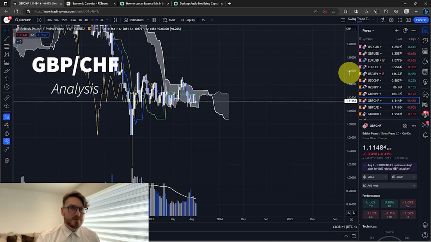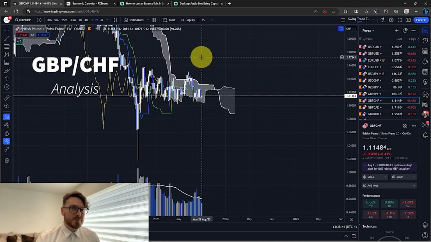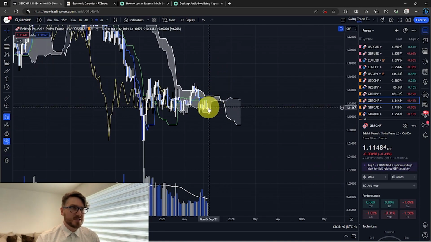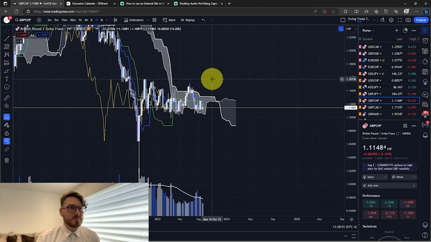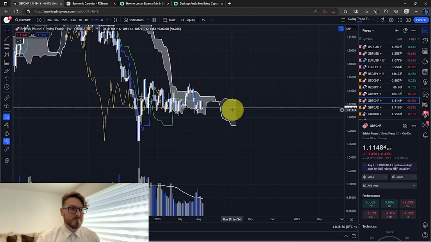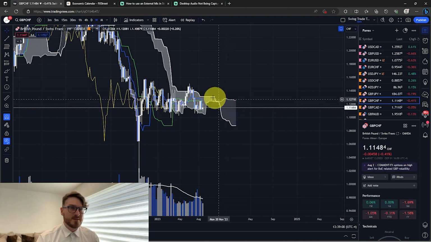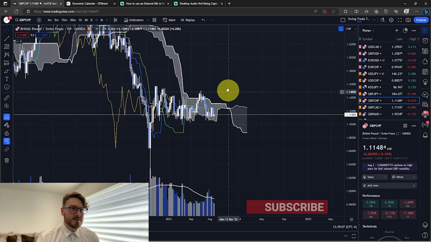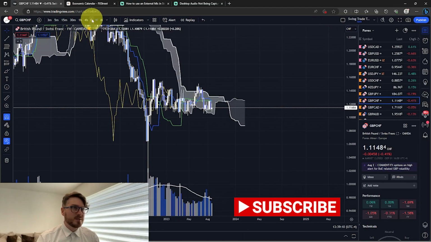Okay, guys, so this is the British pound, Swiss franc. This is the weekly chart, and price is just inside the cloud right now. So this is a ranging market here. Now we do have a bullish Kumo cloud forming here, but it's pretty strange structure because it's lower right now, and it looks weird. You don't really see that too often. So this is just a ranging market on the weekly.